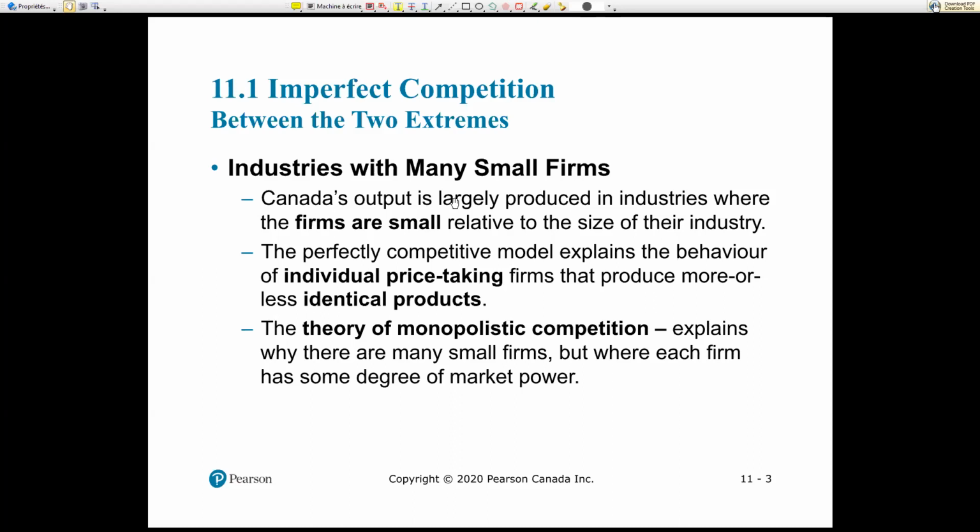So Canada's output is largely produced by industry where firms are small. So I didn't know that actually. Before reading that, I thought, because you always hear about those big firms like oil producing firms or big stores. But it turns out that the small and medium-sized companies are still the bulk of the whole economy.